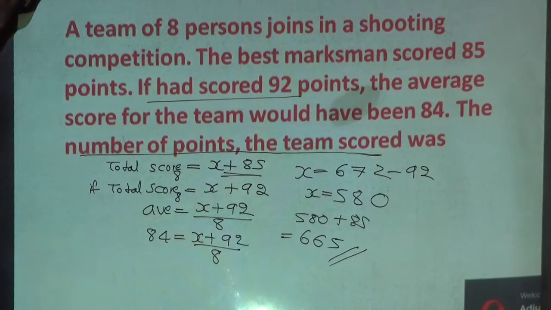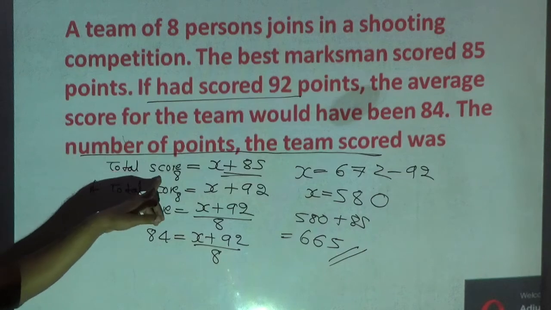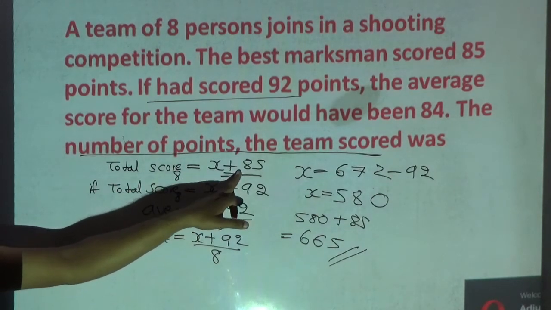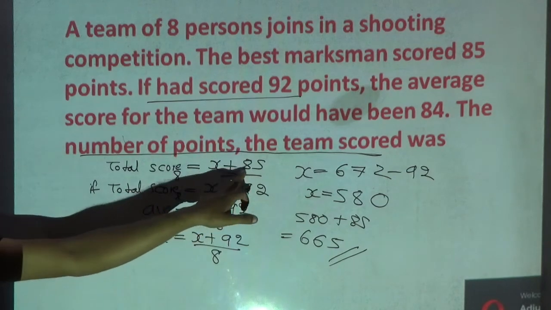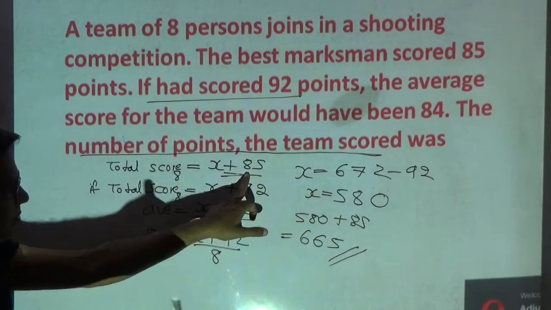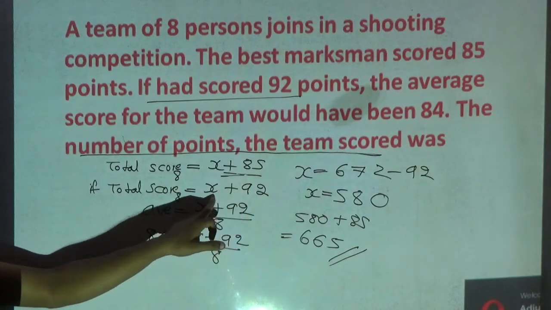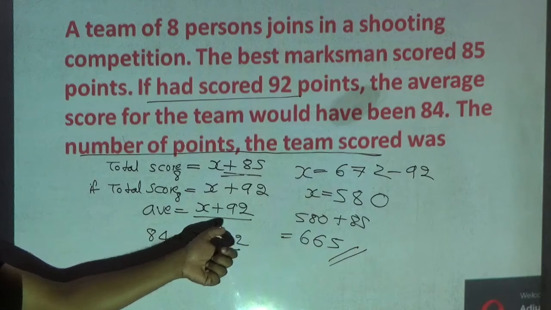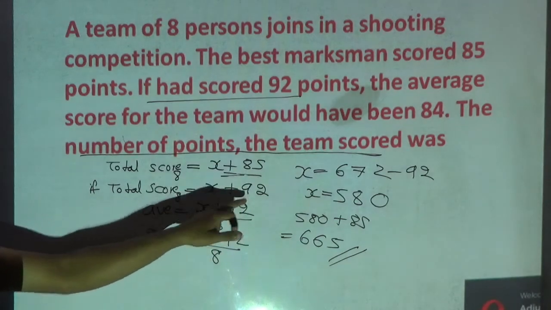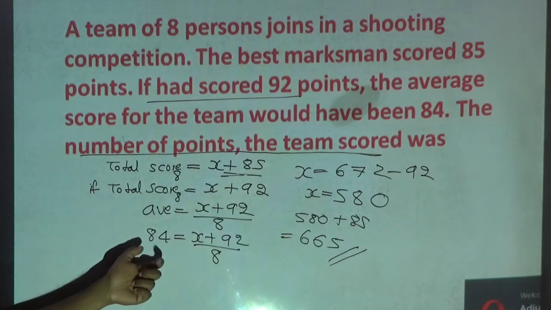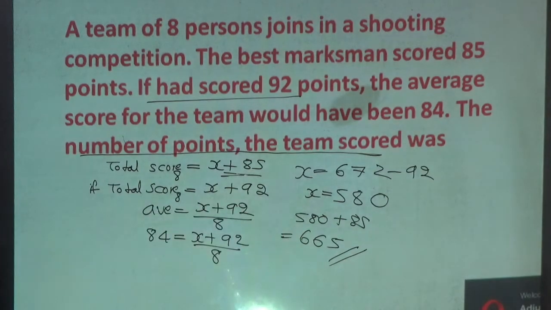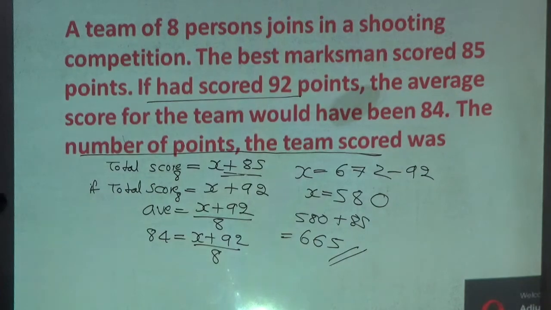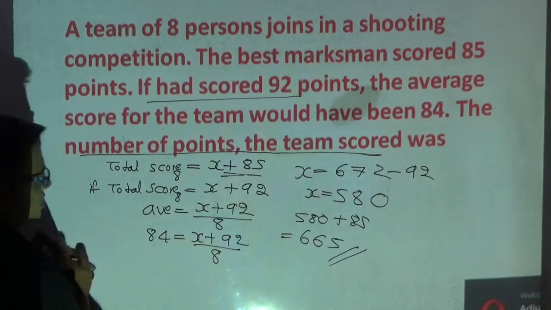See, I will explain one more time. The total score of all the 8 people is the total score by the 7 people plus the best score, that is 85. Instead of 85, if he had scored 92, the total score would have been X plus 92. This average they have given, X plus 92 divided by 8 is 84. So I found out what X is. X is 580, but actually he scored only 85, right? Therefore 580 plus 85 is 665. 665, that's it.